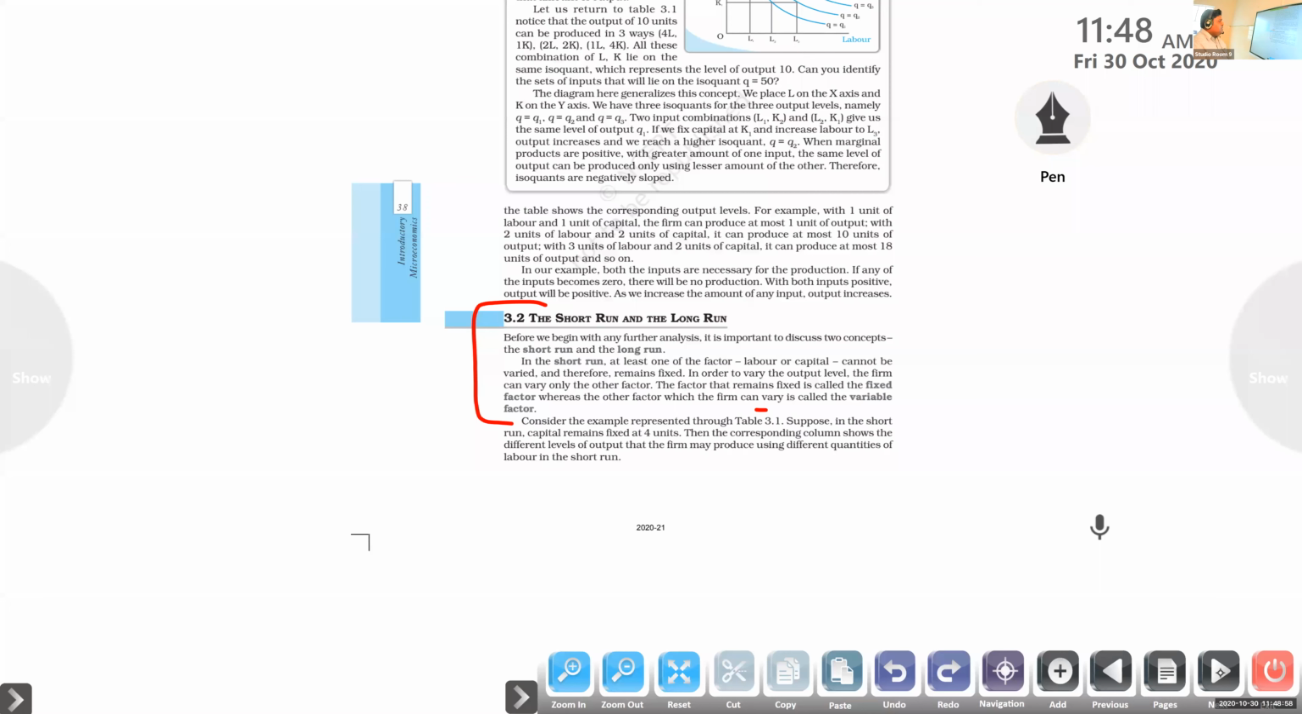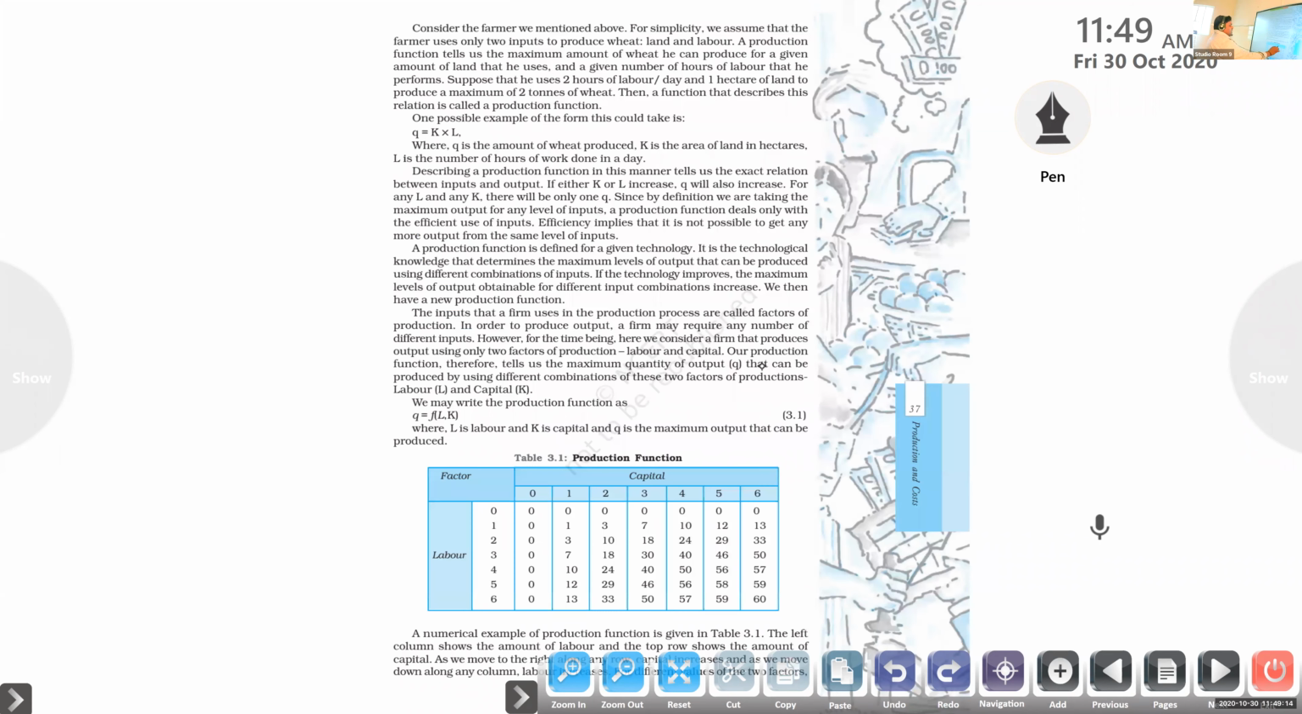Okay, so consider the example represented through table number 3.1. Suppose in the short run, capital remains fixed at 4 units, while the corresponding columns show the different levels of output that the firm may produce using different quantities of labor in the short run. So you can see here, one more time, we are moving to the table. Here, the capital is considered as 4. There is no change for the capital, but the labor is changing.